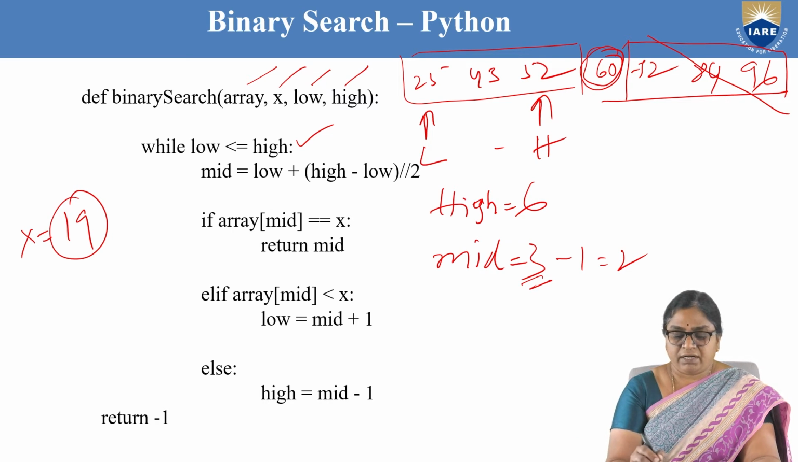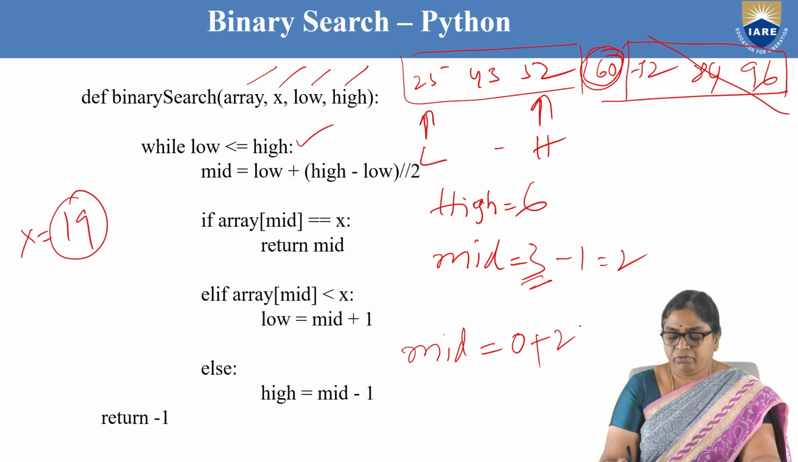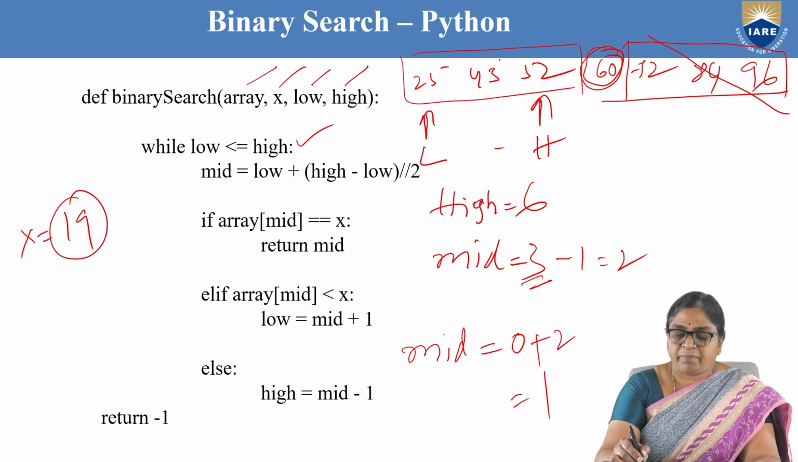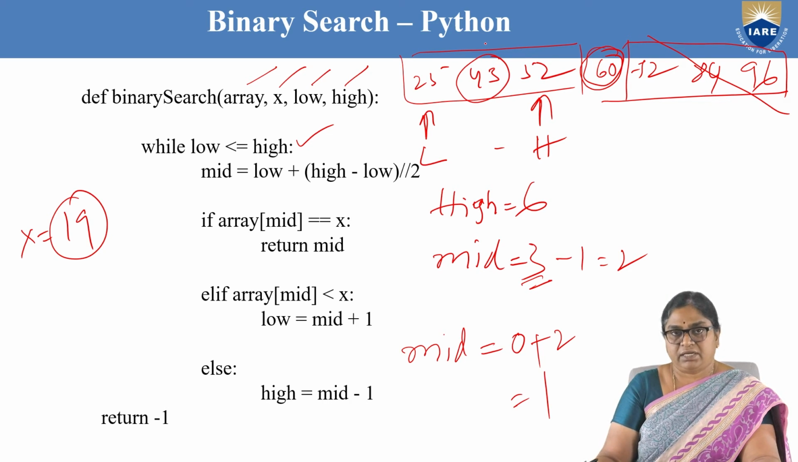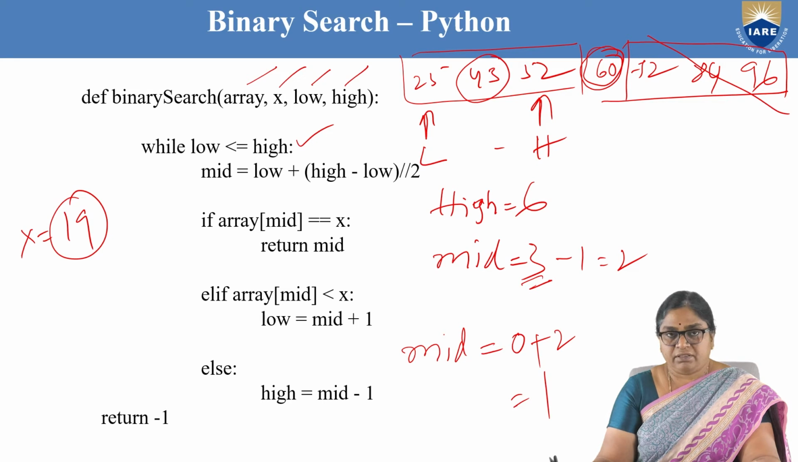Now, we will calculate the middle value one more time. Now, the middle is equivalent to low plus high by 2. What is low? 0, plus what is high? 2, by 2, which is equivalent to 1. So we'll compare 43. Because middle is equivalent to 1, A of 1 is equivalent to 43. So we'll compare A of mid with our key element x, 19. 43 with 19. Is it a match?